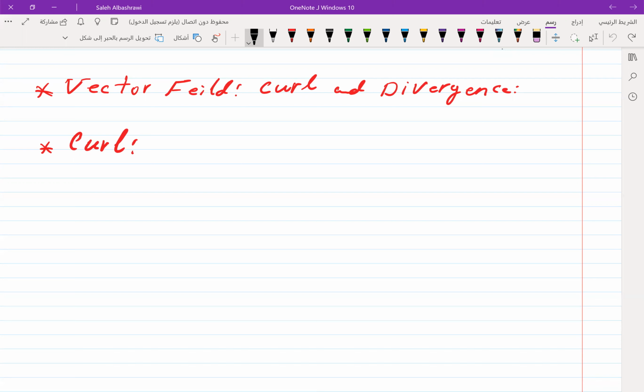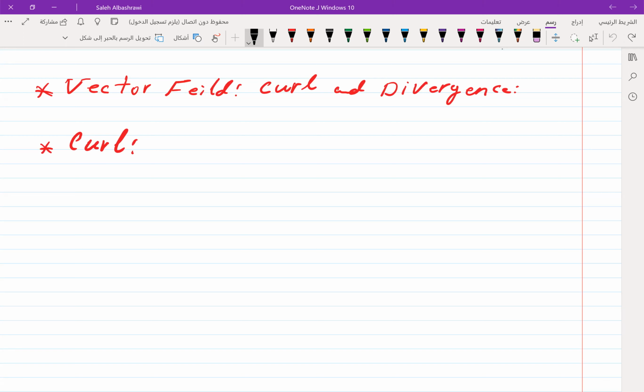In the last part, we spoke about the scalar field, and we gave the value of the gradient of a scalar field. We computed the gradient at some point, and we spoke about the directional derivative and the maximum and minimum value of the directional derivative. In this part, we are going to speak about the vector field, in which we are going to find the curl and divergence of the vector field.